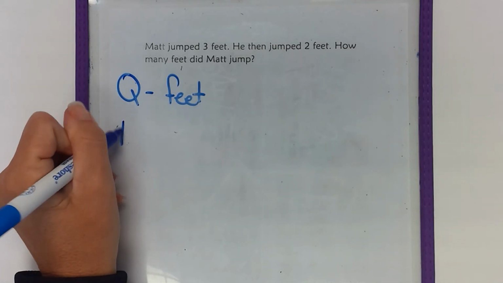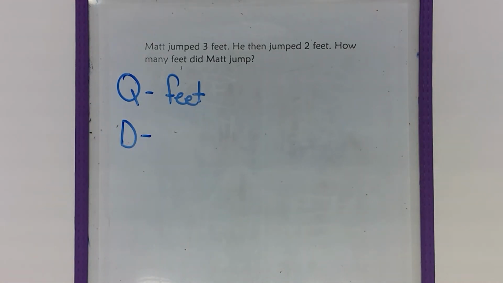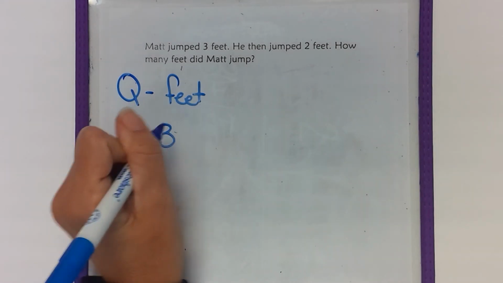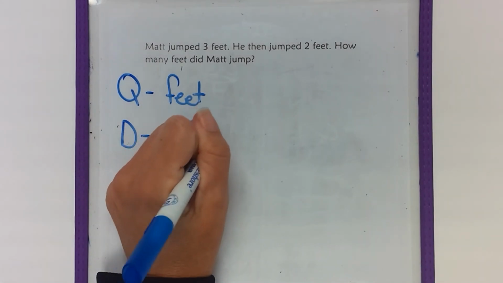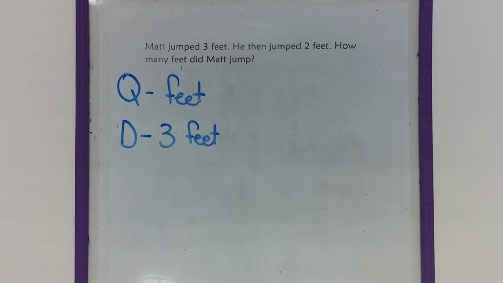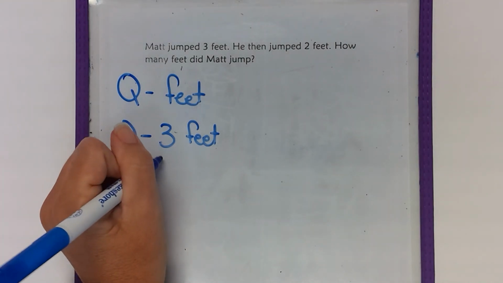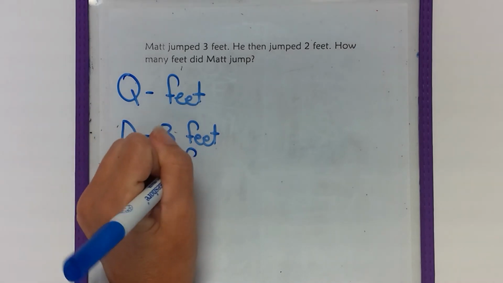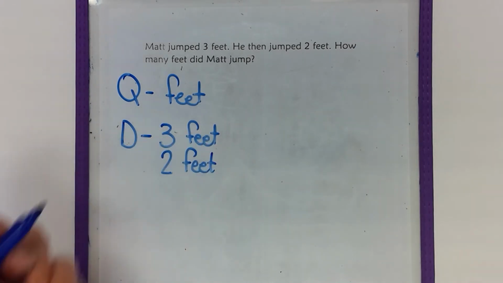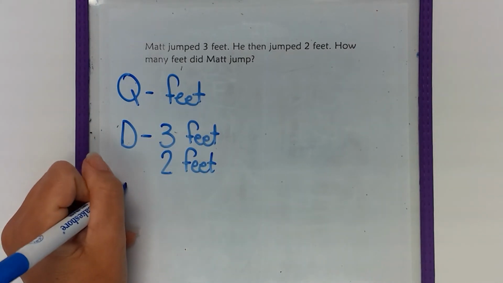All right, so let's look at our very first sentence. What information can we find about the amount of feet that Matt jumped? Matt jumped 3 feet. What information can we get from that? And we would finish this by writing 3 feet. Okay, let's look at the next sentence. He then jumped 2 feet. And so we would have the students help us understand that we're going to write down 2 feet.